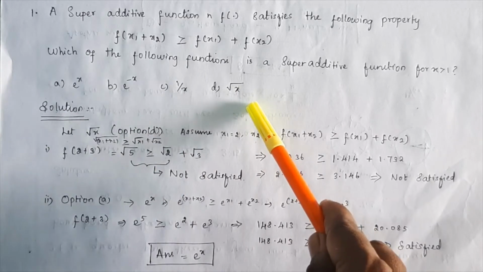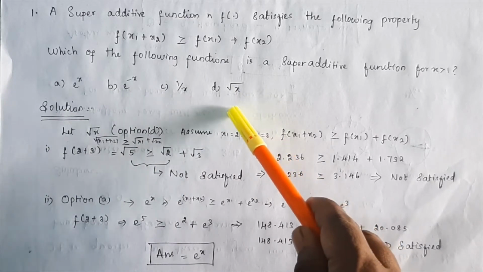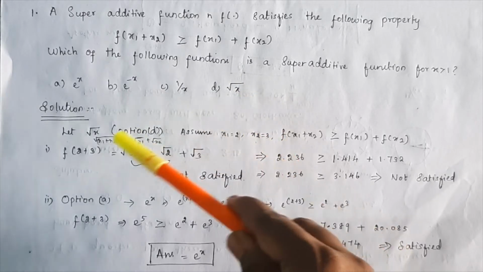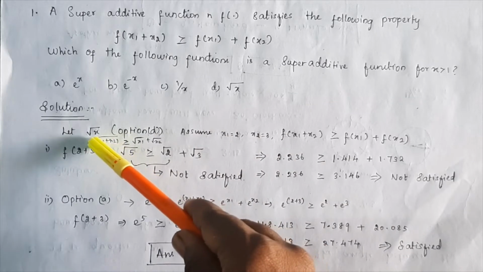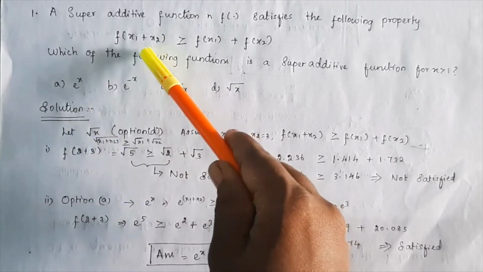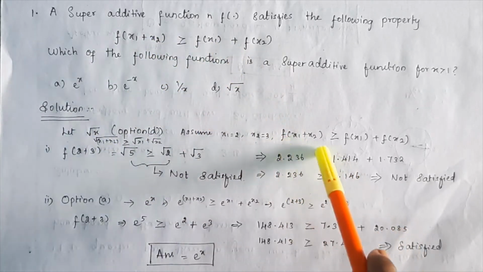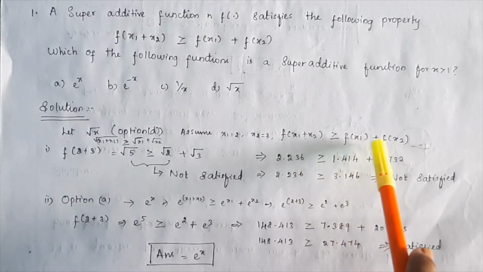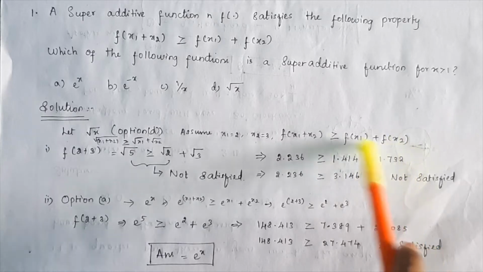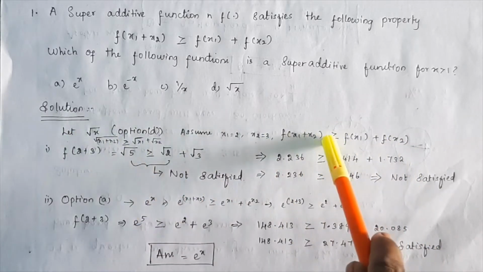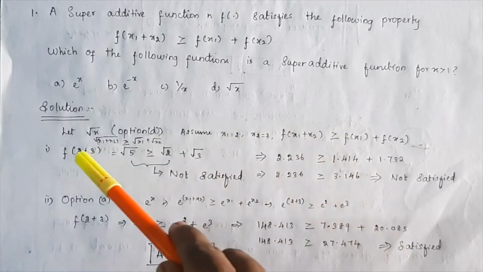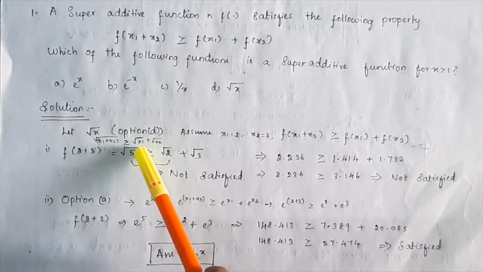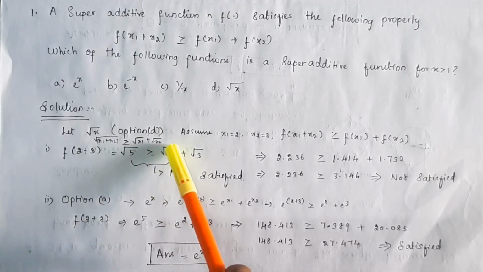So we have to calculate a solution from these options. I will go with the option method. First I'll choose option D, root of x, and check it. I'm going to substitute root of x in the defined property: f of x1 plus x2 is greater than or equal to f of x1 plus f of x2. So it becomes root of x1 plus x2 is greater than or equal to root of x1 plus root of x2.